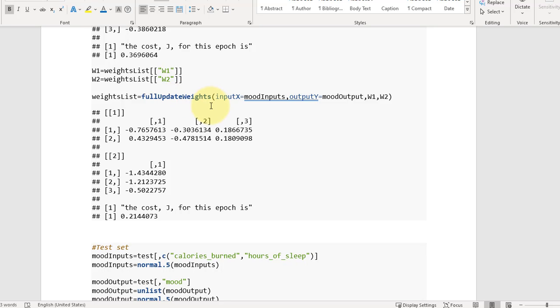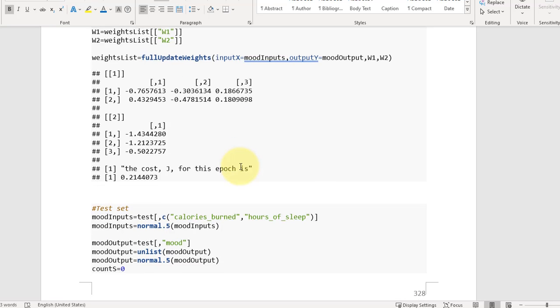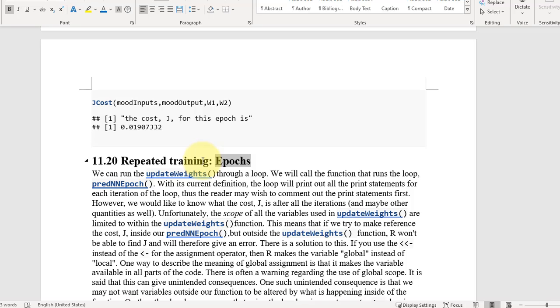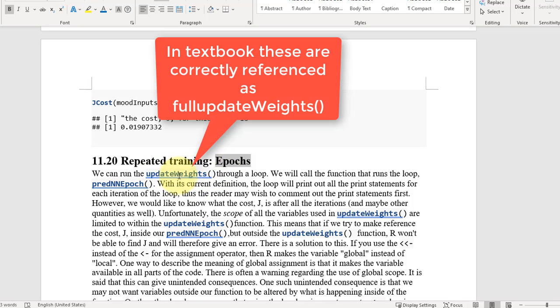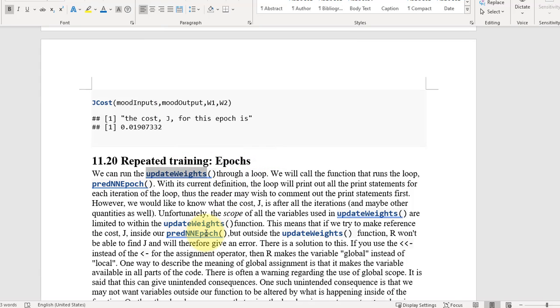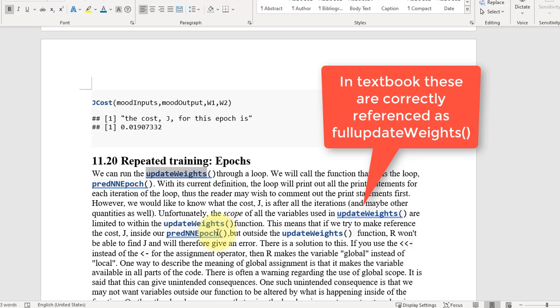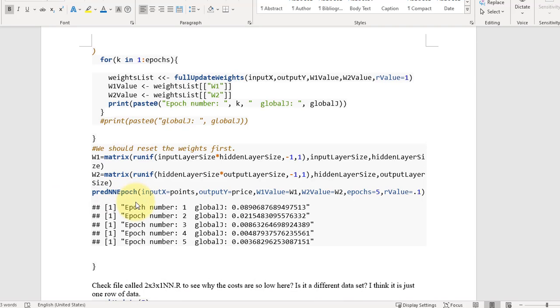The standard is usually to do it something like 500 times, but there's no particular correct number of times to do it. But anyway, we can run it through a loop. So we can run the update weights function through a loop. And we'll call that whole process this.